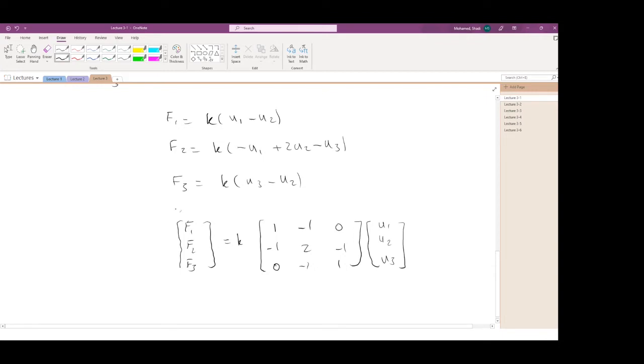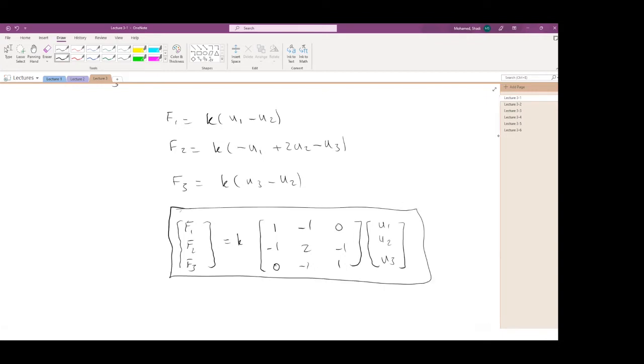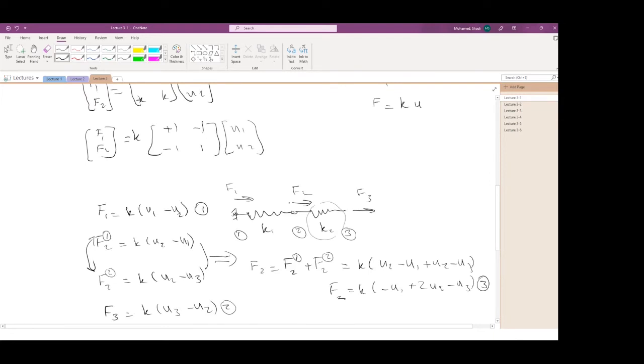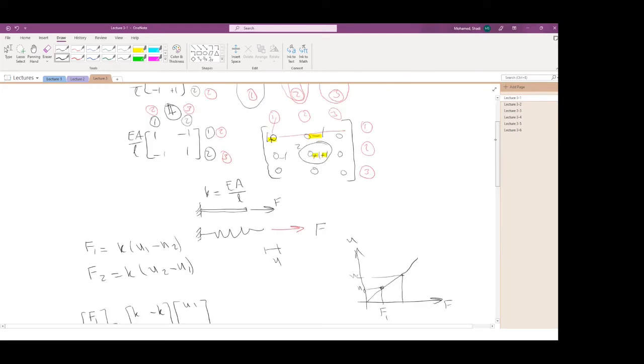Now, again, if you look into this system here, this looks exactly like what we had before. Look into what we have here. Eventually here we have 1, minus 1, minus 1, 2. And then if you continue the assembly, you have minus 1 here, minus 1 and 1 here. So this is basically pretty much the same concept, but applied to springs.